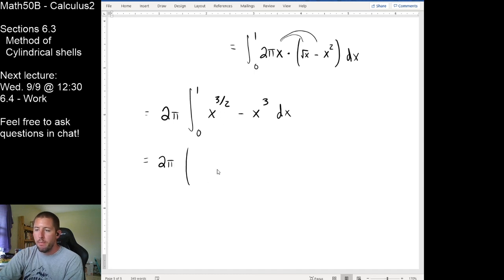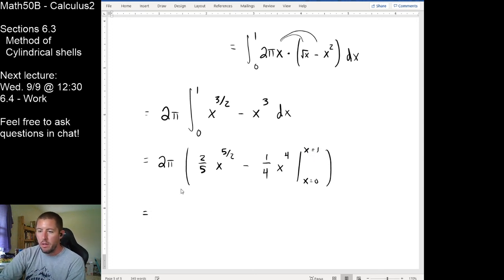3/2, if I add 1 to the power, I'm going to get x to the 5/2. When I introduce the power of 5/2, I need a coefficient of 2/5 out front to even everything out. Now if I take the derivative, I get back to x to the 3/2. When I have x cubed, the power of 3 becomes a power of 4. Since there is a power of 4, I need to introduce a coefficient of 1/4 so that the derivative of 1/4 x to the 4th is x cubed. And we're going to evaluate this from x equals 0 to x equals 1.